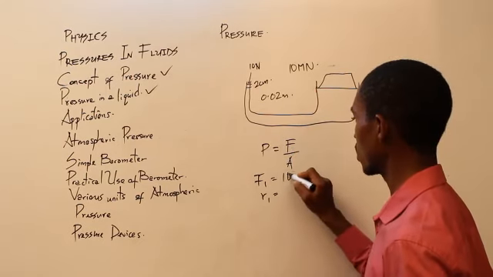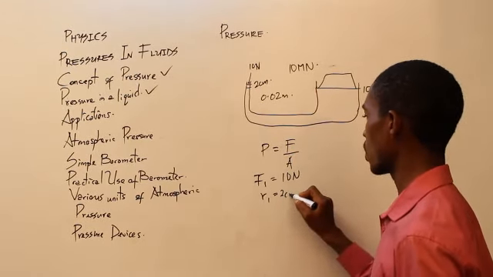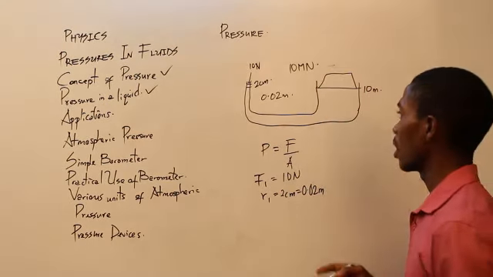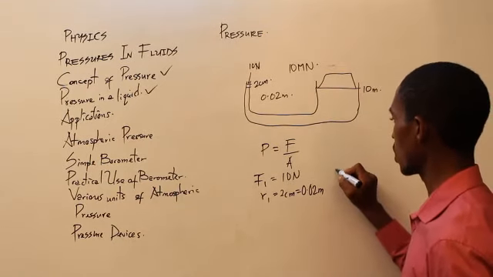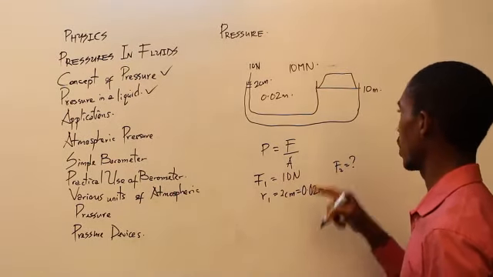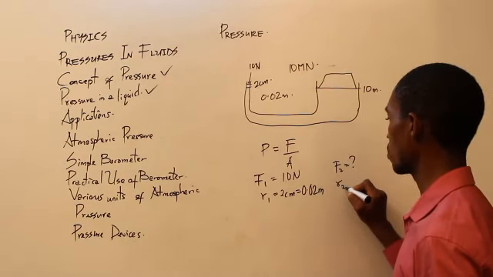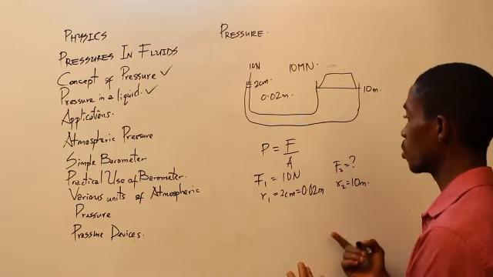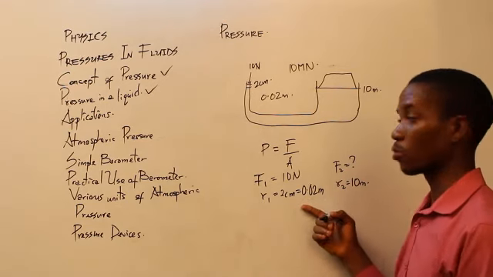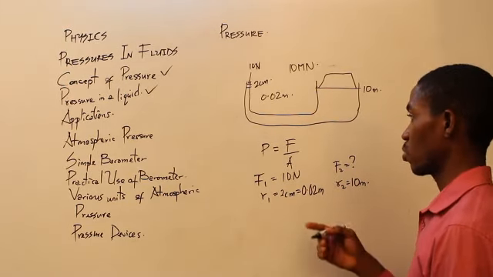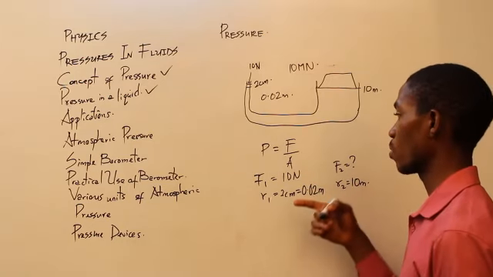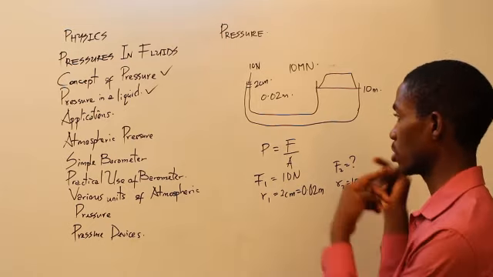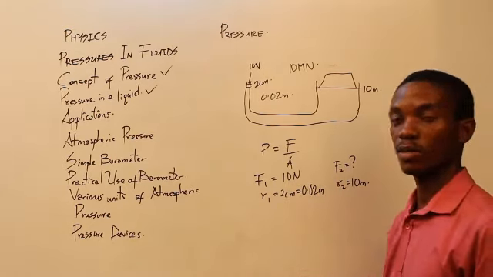So F1 is 10 newtons, R1 is 2 centimeters, which is the same thing as 0.02 meters. On this other side, we are looking for F2, and we know our radius to be 10 meters. All right, let's go. We don't need radius, we need areas. But we can manipulate and work out something while we're working. We know that area would be pi r squared, so we can just use the formula since we're talking about circular shapes.